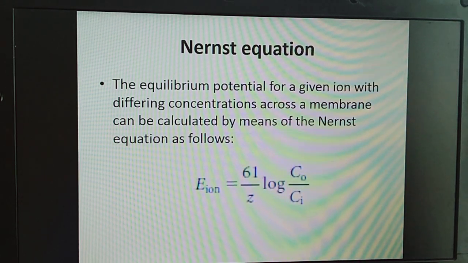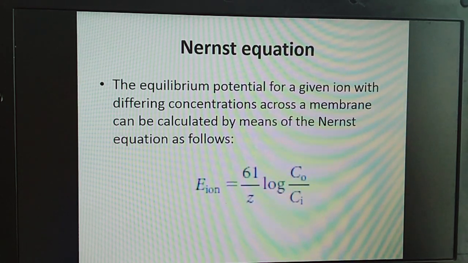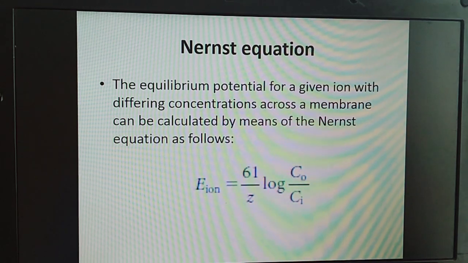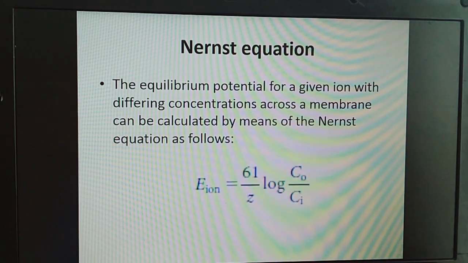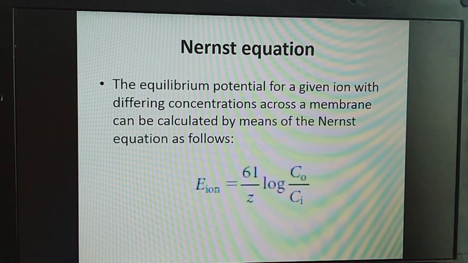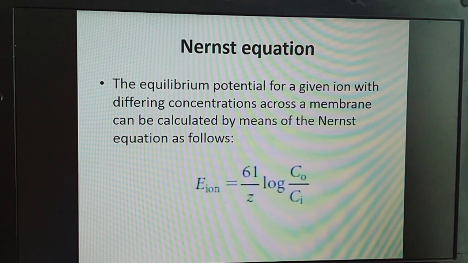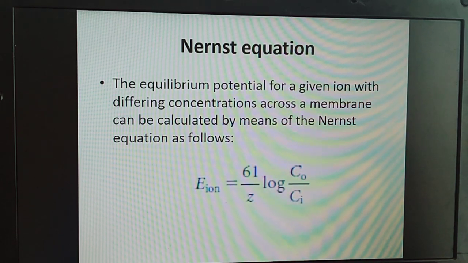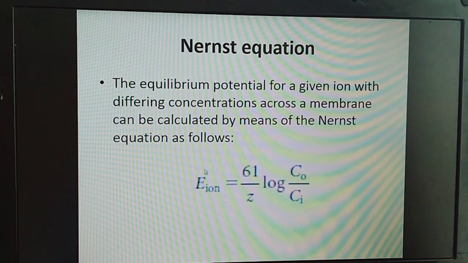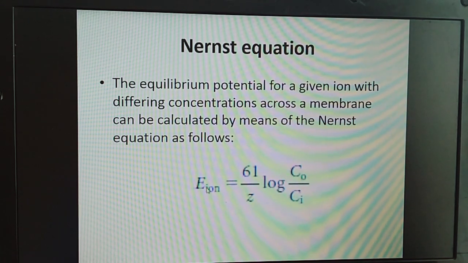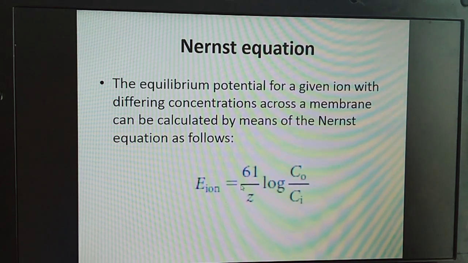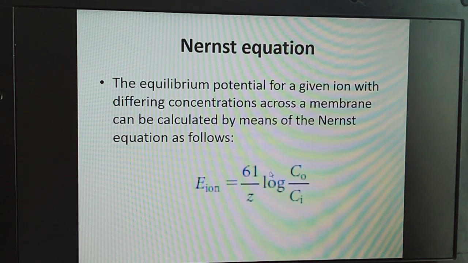Now here in this slide, we see that the equilibrium potential for a particular ion across a membrane can be calculated. It means that we do not require all the experimental procedure to find out how much the equilibrium potential for that particular ion is, provided we know the concentration of that particular ion at the ECF and the ICF. So here the equilibrium potential can be calculated by this formula. E stands for equilibrium potential, and for that particular ion there is a formula of 61 by valency.